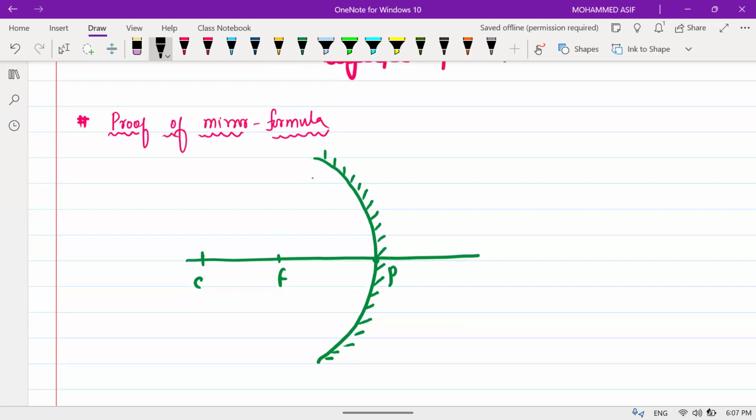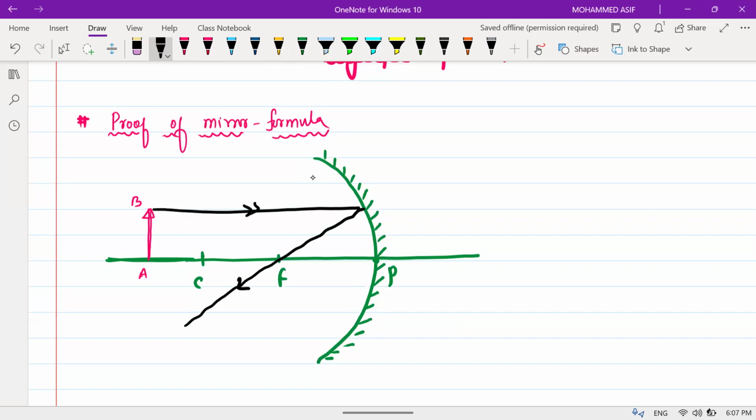Am I clear, madam? I'm keeping the object somewhere far from here. This is the object. This is A and this is B. A ray of light from this mirror will go parallel to the principal axis. After reflection, it will pass through the focus. This will be in this direction. Then another ray of light will pass through the center of curvature. With whatever angle it is incident, with the same angle it will be reflected back.